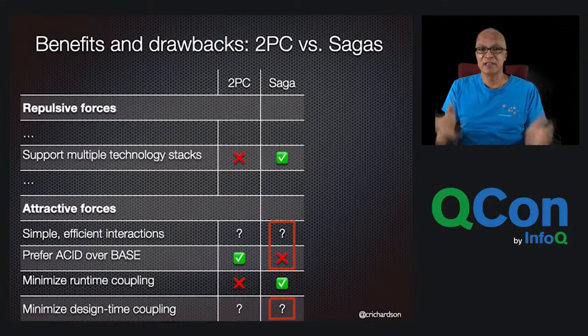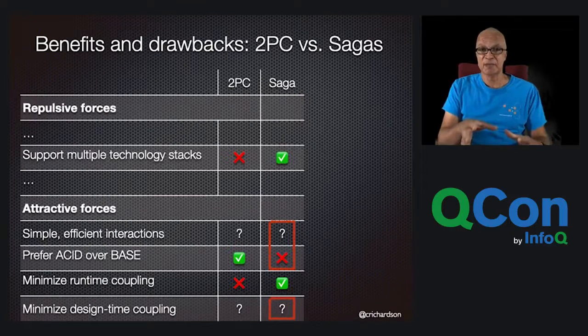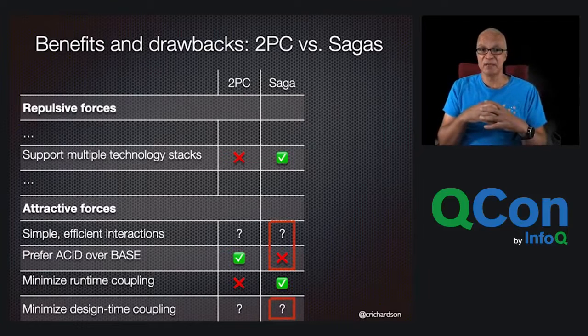A transaction cannot commit unless all of the participants are available. It also requires all of the participants to use a technology that supports two-phase commit. On the other hand, sagas have loose runtime coupling. Participants can use a mixture of technologies.